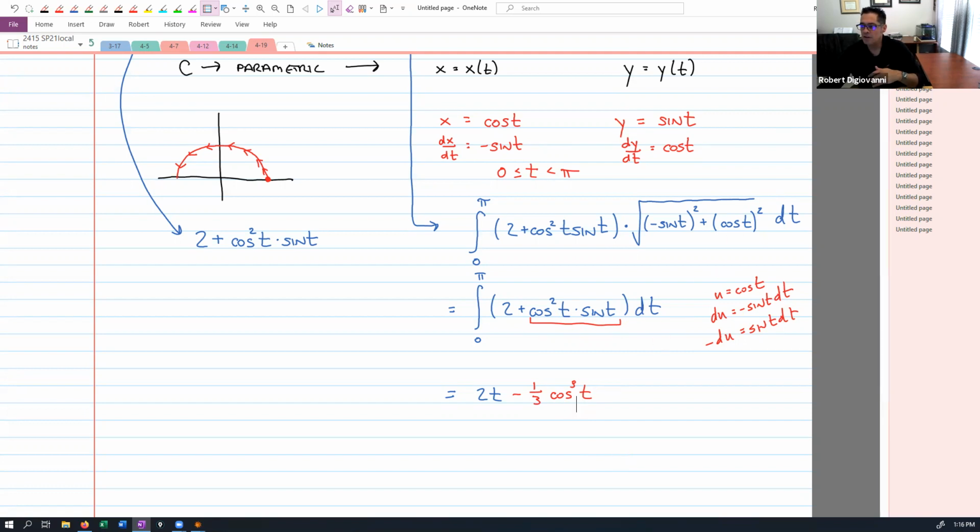I'm going to need you all to tell me to just slow down or go back on something because I'm going to be trying to move fast here today. All right, we want to evaluate that from 0 to pi. Okay, let's plug in pi first. We get 2 pi minus 1/3. What is cosine of pi?